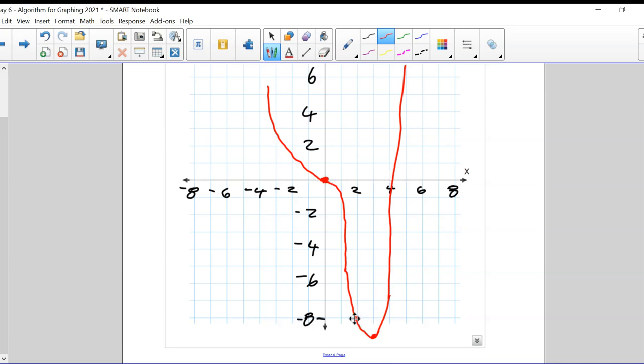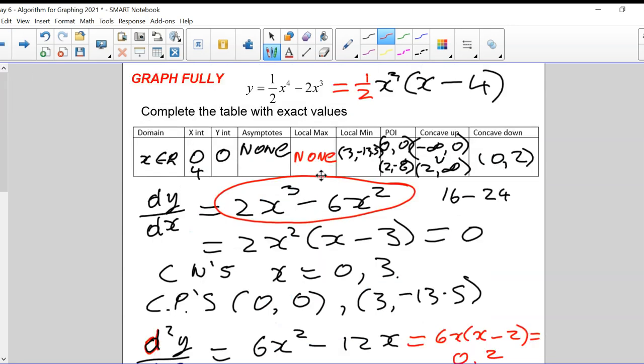It does seem that the change in concavity happens at about 2 right here, with a minimum point down here. So it all seems to fit together nicely with what we expected from the features that we came up with on the graph. Minimum, the POIs, the concave up section, the concave down section, all that makes sense.